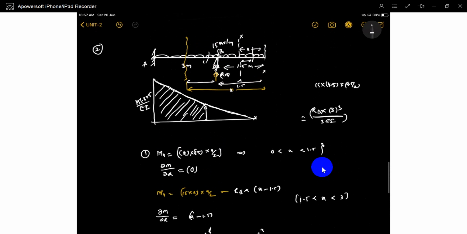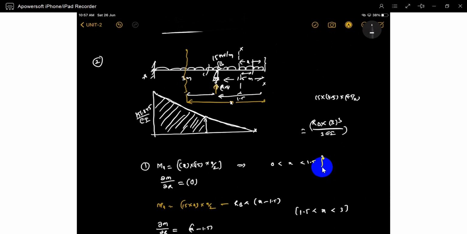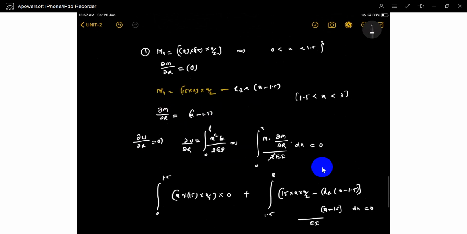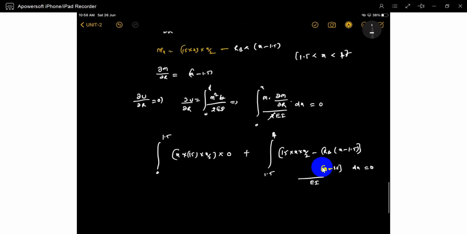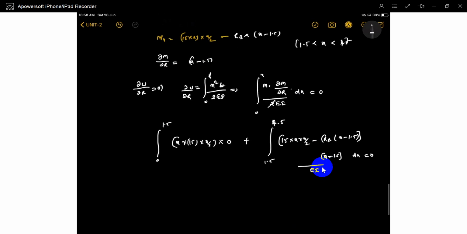Sorry, the limit is 1.5 to not 3, say 4.5. Understood? 1.5 plus 3 is 4.5. So do it and find out the R.